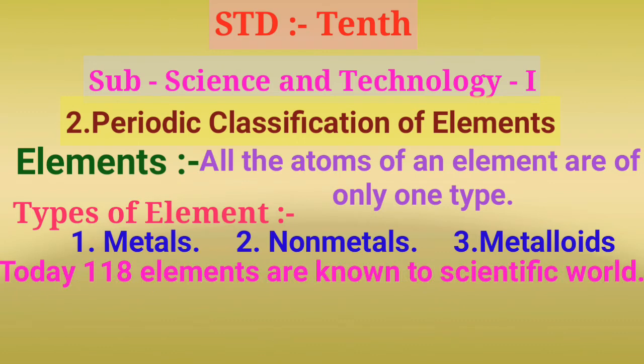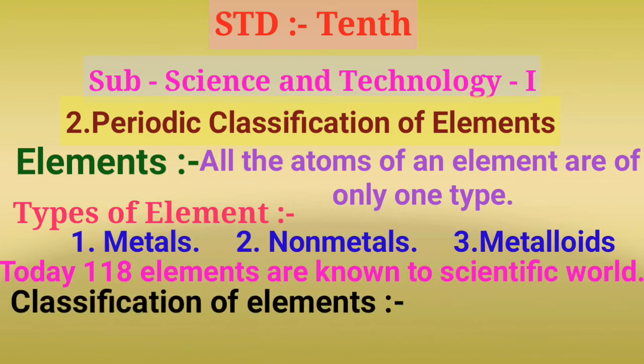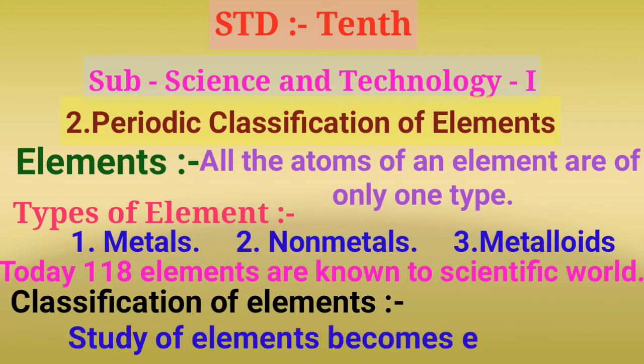Today, 118 elements are known to the scientific world. Around the year 1800, only about 30 elements were known. More elements were discovered in the course of time, and more and more information about the properties of the elements was gathered. Therefore, it has become necessary to classify the elements. Due to classification of elements, the study of elements becomes easier.